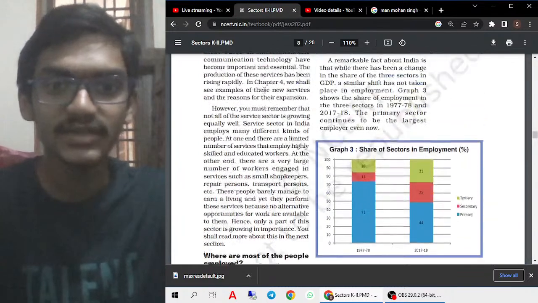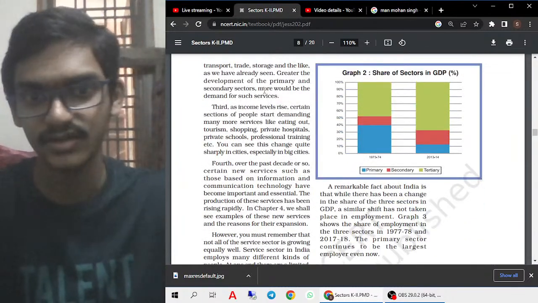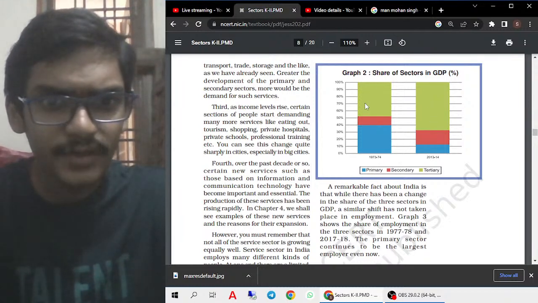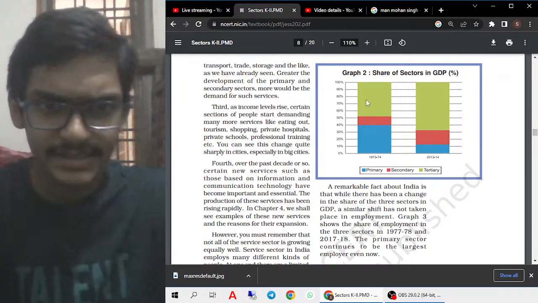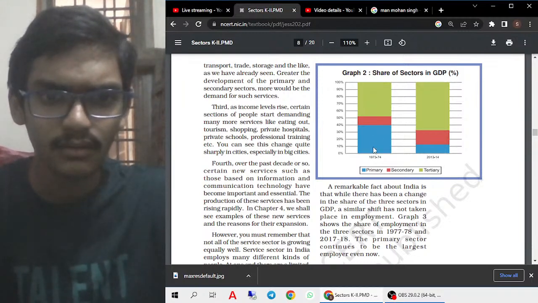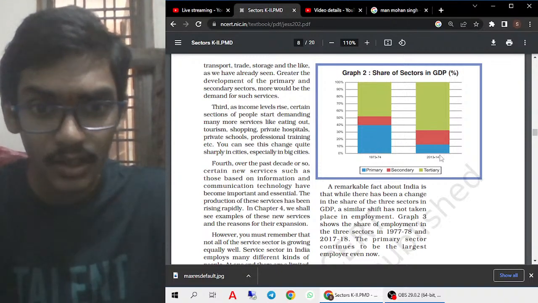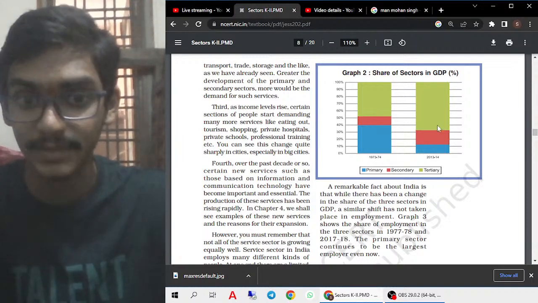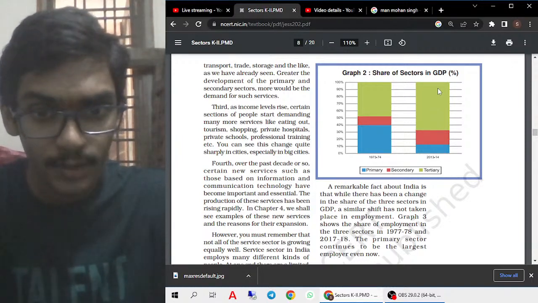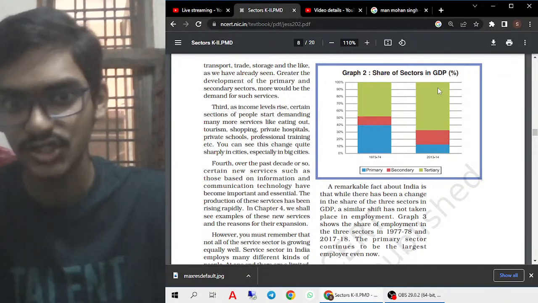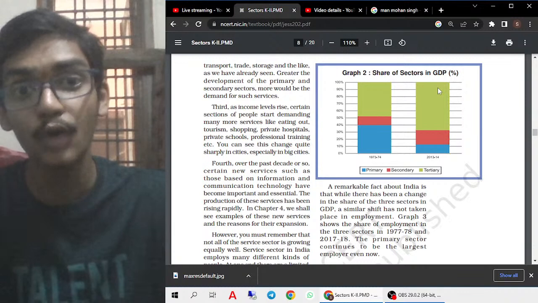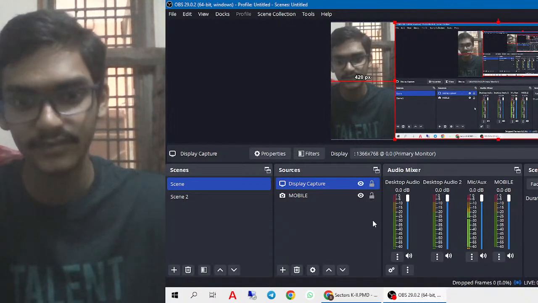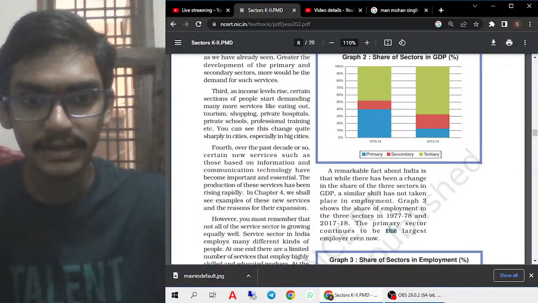Then if you see the next graph, this graph is showing the share of sectors in GDP. As you see here, around 50% of the contribution is by the tertiary sector, and around 40% by the primary sector. But here, only 10% is contributed by the primary sector in the GDP, whereas the tertiary sector is contributing around 70% of the total GDP. That means you must try to understand how much the tertiary sector is increasing in our entire country. That you must understand from this. Okay. The second most important thing is the third graph.